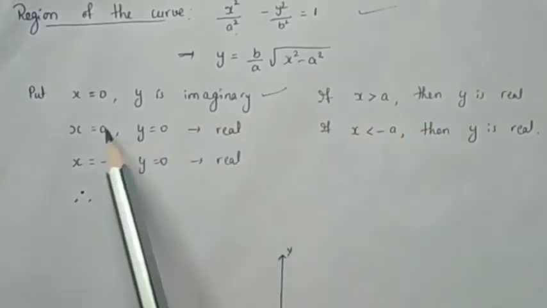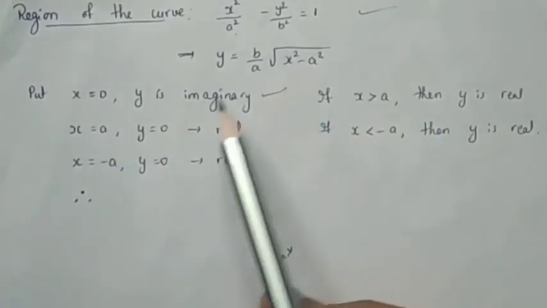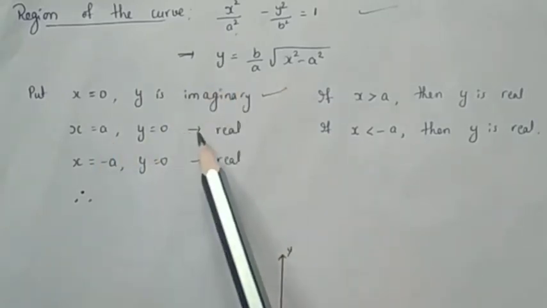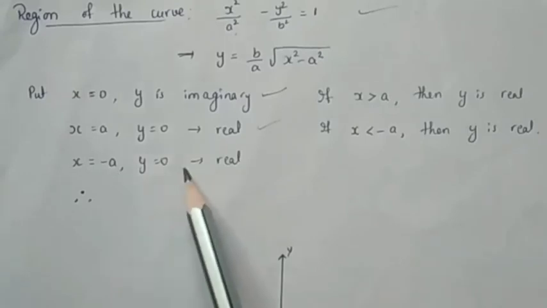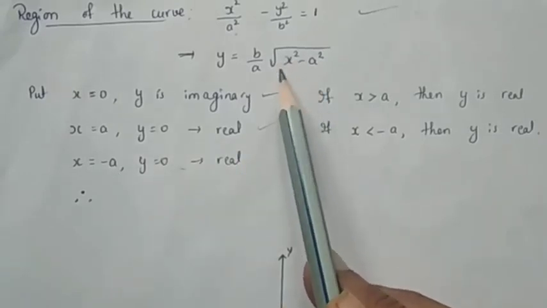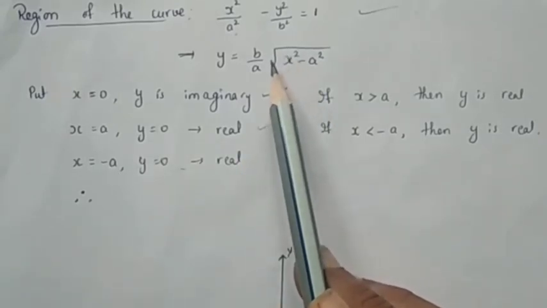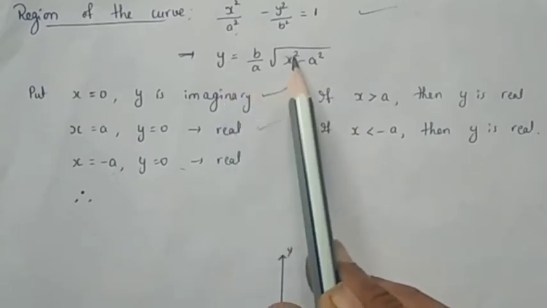Put x is equal to a. You get y is equal to 0, which is real. Put x is equal to minus a. You get the square root of 0, so y is equal to 0.